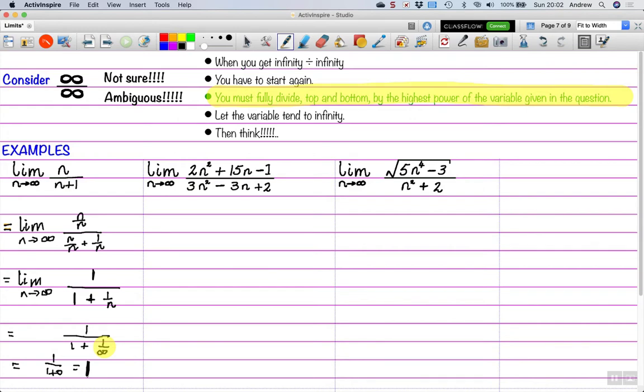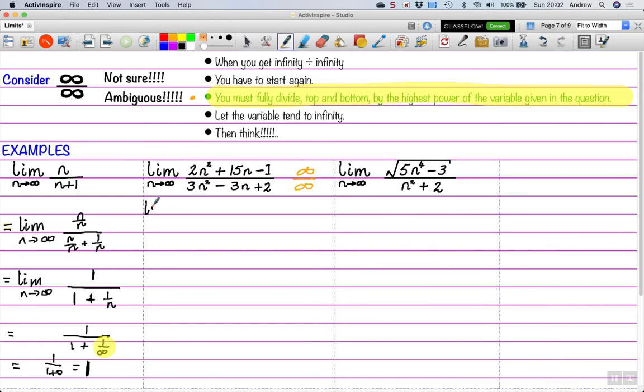And here we go again. When we put infinity in, we're going to have 2 lots of infinity squared, which is just going to be infinity. And we're going to have 3 lots of infinity squared on the bottom, which is just infinity. So we've got infinity over infinity again. So as soon as we do that, we're going to be using this line here. You must fully divide top and bottom by the highest power of the variable. Well, the variable in this case is going to be n, and the highest power of this variable is going to be n squared.